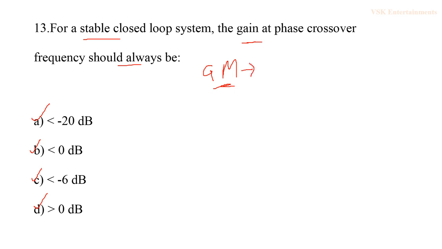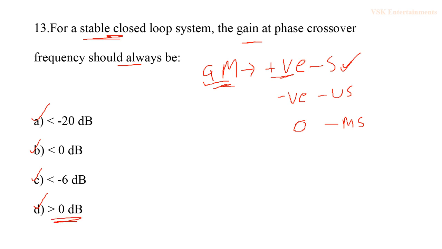If gain margin value is positive, then we can conclude that system is stable. Similarly, if the gain margin value is negative, we can conclude that system is unstable. If gain margin value is 0, then we can conclude that system is marginally stable. In the given condition, for a stable closed loop system, gain margin value should be positive. In the given options, option D is the right answer. That is, gain margin value is greater than 0 decibels.